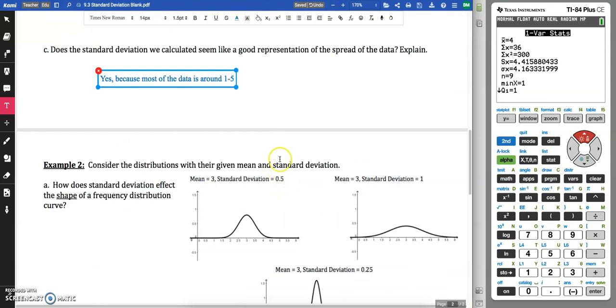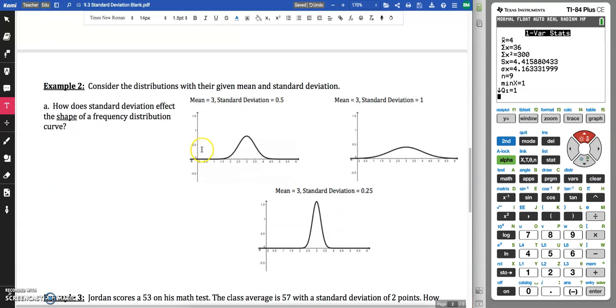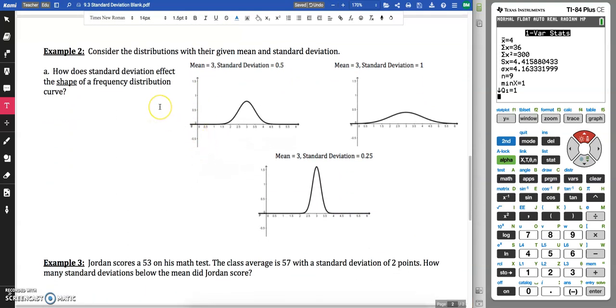Okay. Let's look a little bit closer at standard deviation and how it might impact a data set. Here we have some distribution curves, kind of like when we were naming those shapes before, but in this case we're just looking at how the standard deviation affects the shape. You have 3 pictures here. They all have a mean of 3, but notice their standard deviations are all different. Take a moment and see if you can figure out how the standard deviation is related to what the picture looks like.